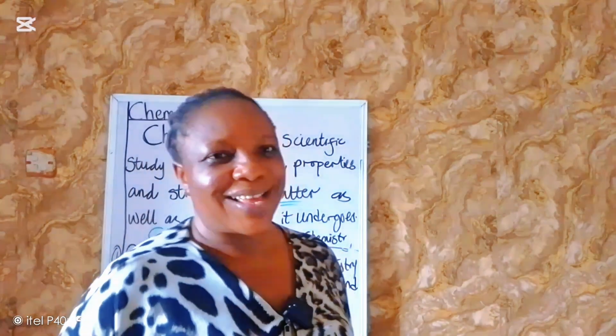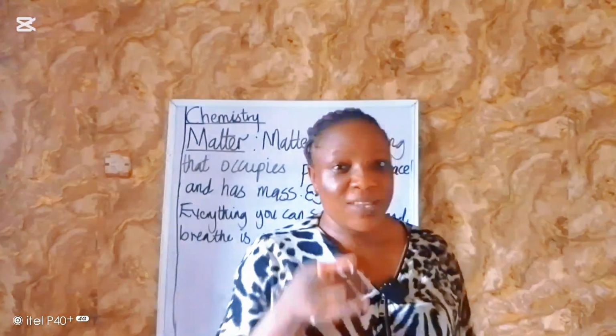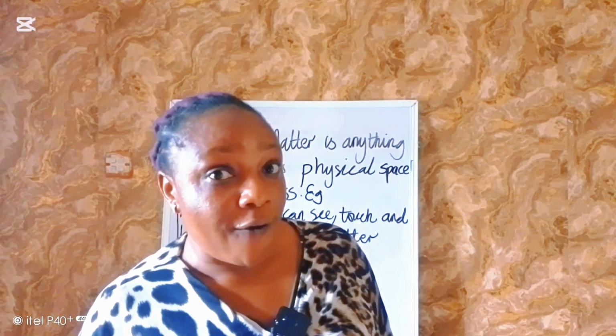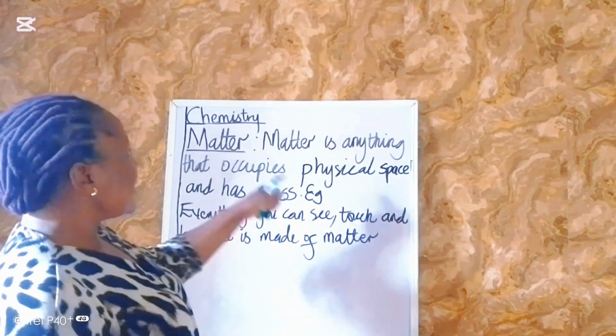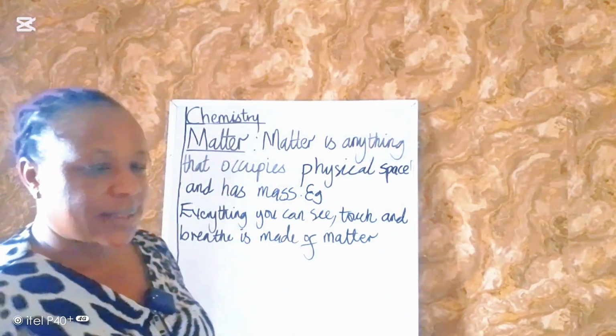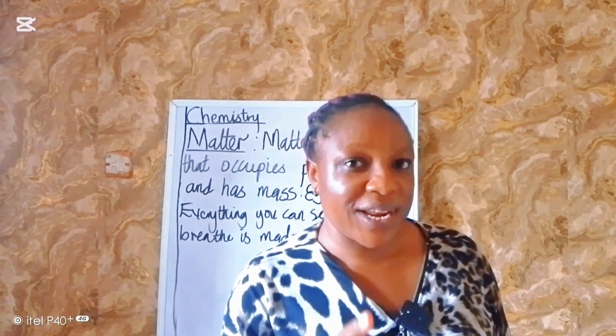Okay, having said that, let's forge ahead with matter. What is matter? What do we say about chemistry? We say that chemistry is the scientific study of composition, properties, structure of matter. So what is matter? Very good. Matter is anything that occupies space and has mass. Anything you can see, you can feel, you can breathe, that has what? Mass. You can take in space.